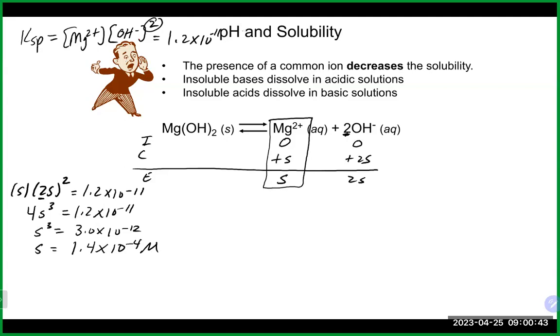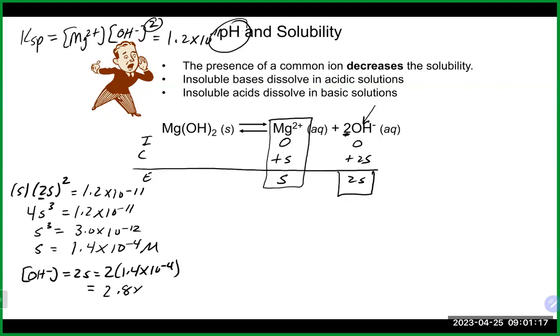But if we're talking about pH, the more important guy would be the hydroxide, right? And to get the actual hydroxide concentration at equilibrium, it is equal to 2 times S here, which means that to calculate the hydroxide concentration, that would be 2 times our 1.4 times 10 to the minus 4. And that is going to get us 2.8 times 10 to the minus 4 molar.